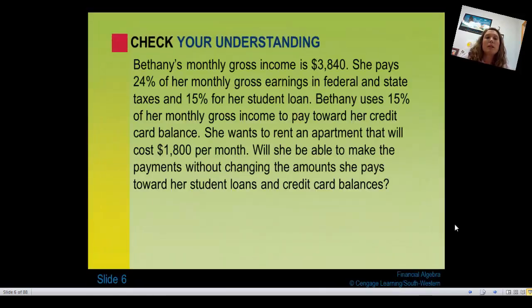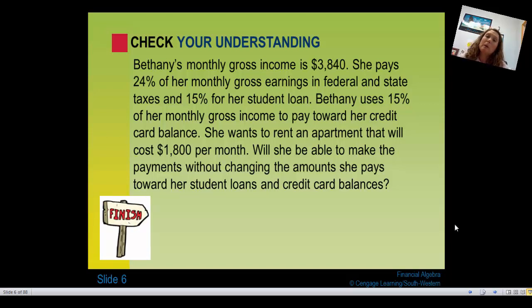For the check your understanding, Bethany's monthly gross income is $3,840. She pays 24% of her monthly gross earnings in federal and state taxes and 15% for her student loan. Bethany uses 15% of her monthly gross income to pay toward her credit card balance. She wants to rent an apartment that will cost $1,800 per month. Will she be able to make the payments without changing the amounts she pays toward her student loans and credit card balances? So you're going to need to finish this question in your notes.